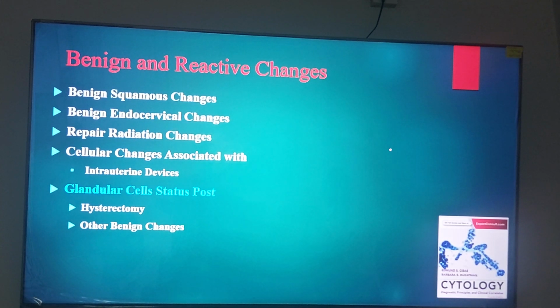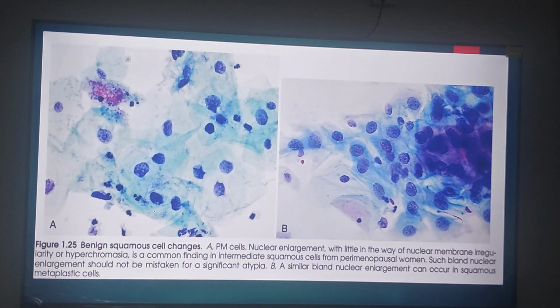Now we go to the benign and reactive changes. How can we know benign and reactive changes? They include benign squamous changes, benign induced cervical changes, radiation changes, cellular changes associated with intrauterine devices, glandular status post hysterectomy, or other benign changes.